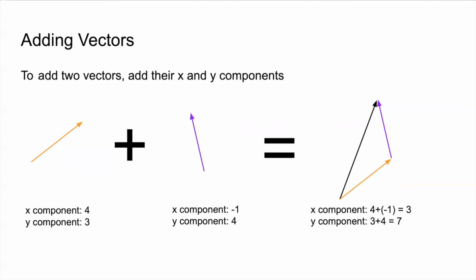So this orange vector has an x component of 4, and the purple one has an x component of -1. So the resultant vector, if you add them together, will have an x component of 3. And in a similar way, the y component of the resultant vector will have a magnitude of 7.